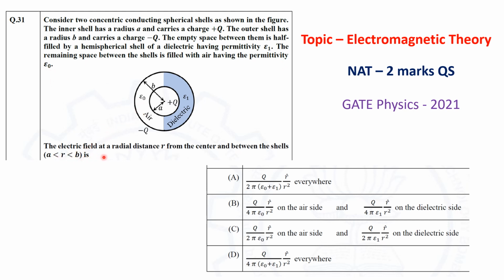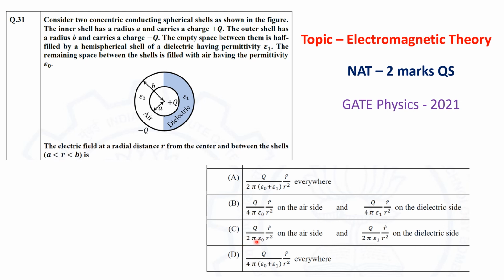The electric field at a radial distance small r from the center and between the shells, that is r greater than a but less than b, is, four options are given. Option A is q by 2 pi times epsilon naught plus epsilon 1 times r squared along the r cap direction everywhere. Option B, q by 4 pi epsilon naught multiplied with 1 by r square along the r cap direction on the air side, and q by 4 pi epsilon 1 multiplied with 1 by r square along the r cap direction on the dielectric side.